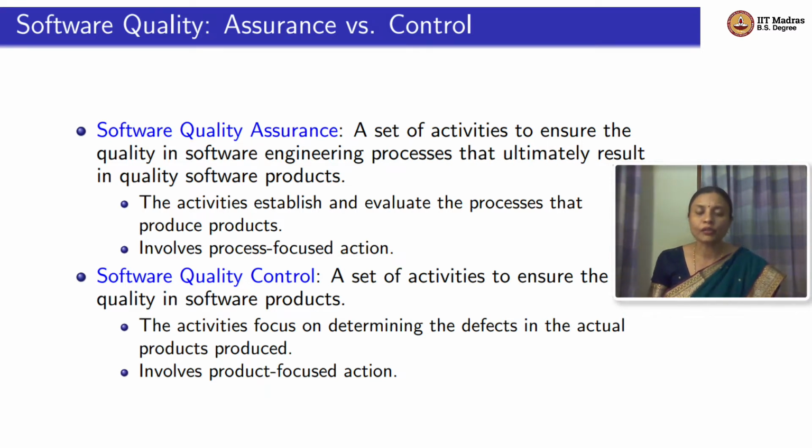So these activities establish and evaluate the processes that produce these software products. It focuses on a set of practices or processes that you follow as a part of an organization to ensure that the software meets its quality requirements. That's assurance. Control is basically a set of activities that ensure the quality of the software products, not really process quality, but more of the product.